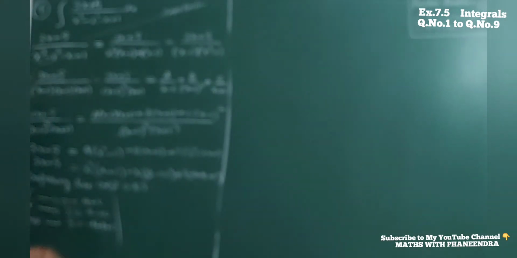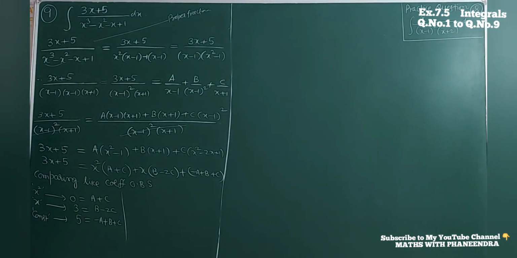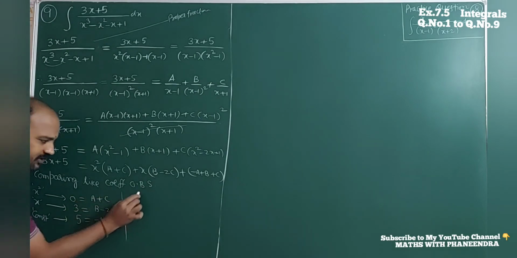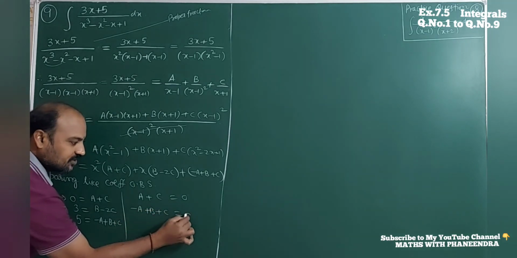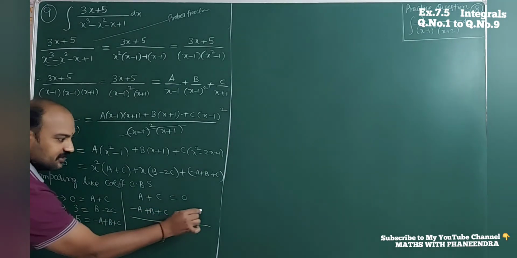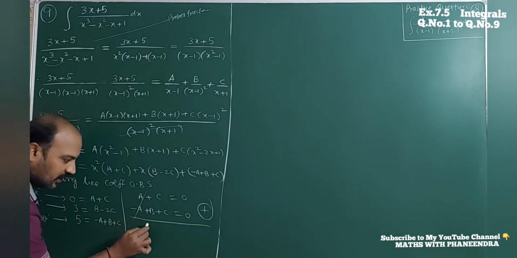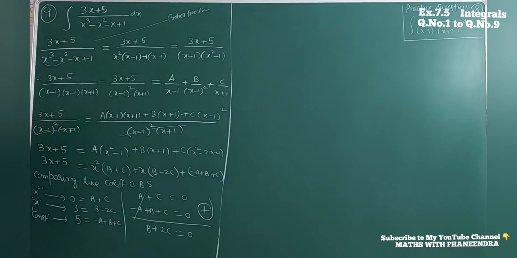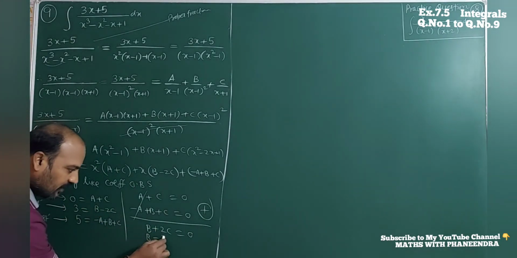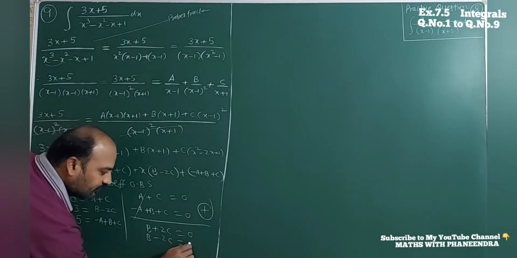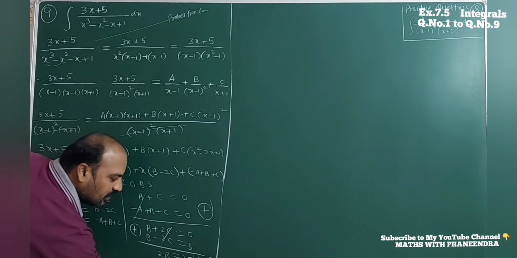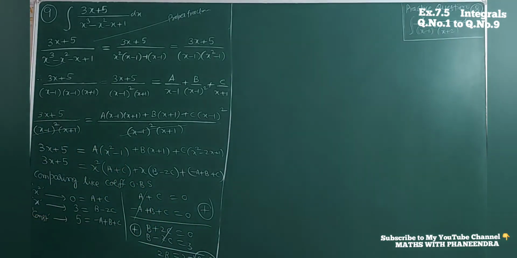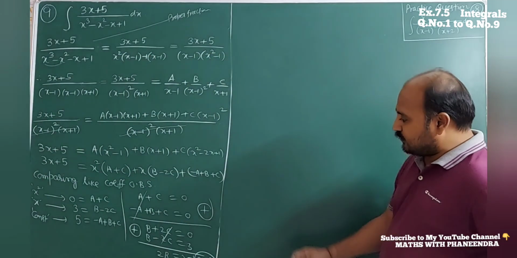Simultaneously, we can solve these equations and get the answer. See here, I'm going to do that. Solving these two equations, a plus c equal to 0, minus a plus b plus c equal to 0. So here, I'm adding both the equations. Plus a minus a get cancelled, b, c plus c, 2c is equal to 0. So b minus 2c is there, b plus 2c. b minus 2c is equal to 3. So adding these two equations, 2b equal to 3, that implies b is equal to 3 by 2.